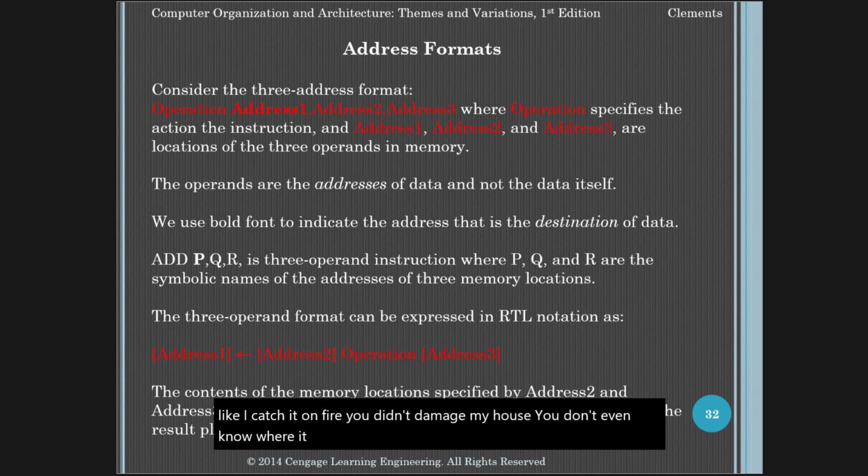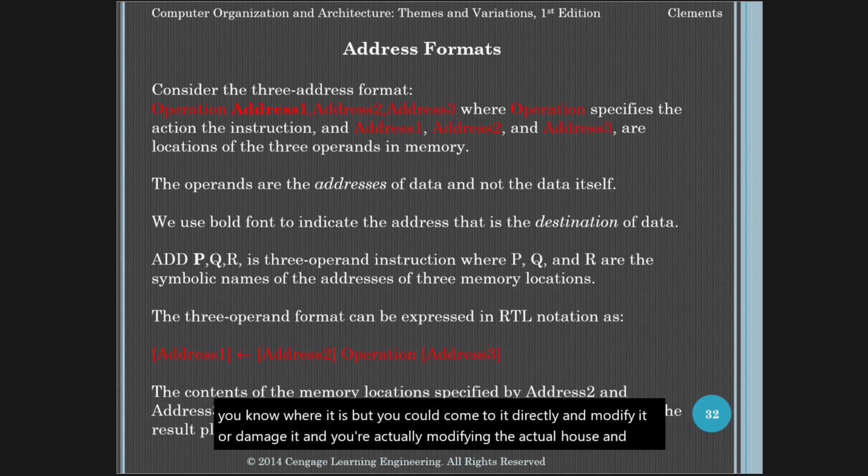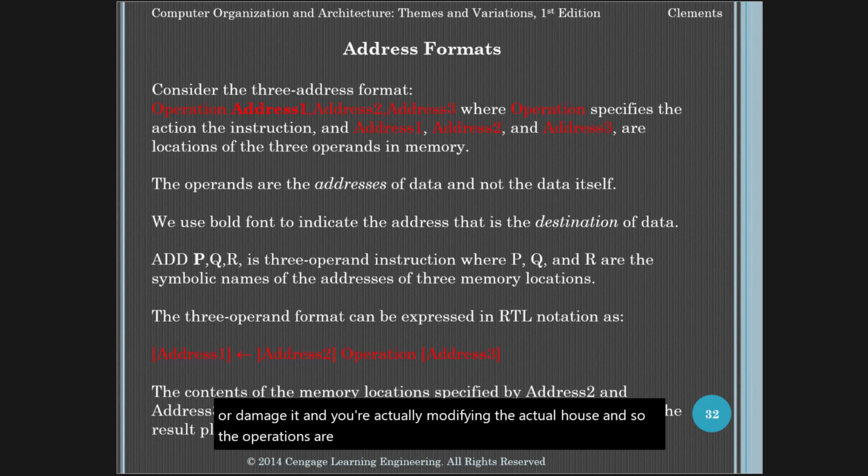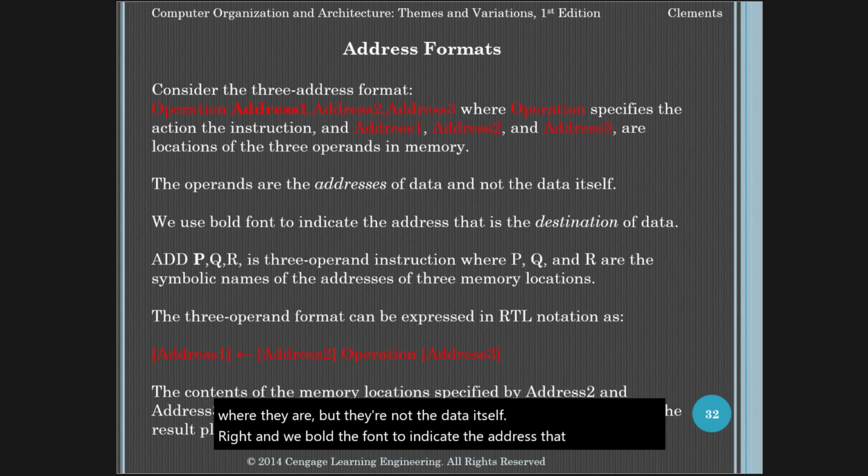But if I give you the address of my house, not only do you know where it is, but you could come to it directly and modify it or damage it, and you're actually modifying the actual house. And so the operands are the addresses of data. We know where they are, but they're not the data itself, right? And we bold the font to indicate the address that is the destination of data.